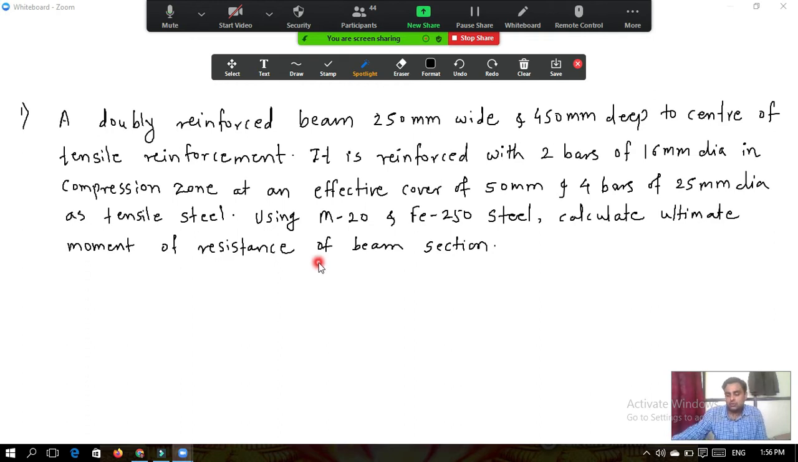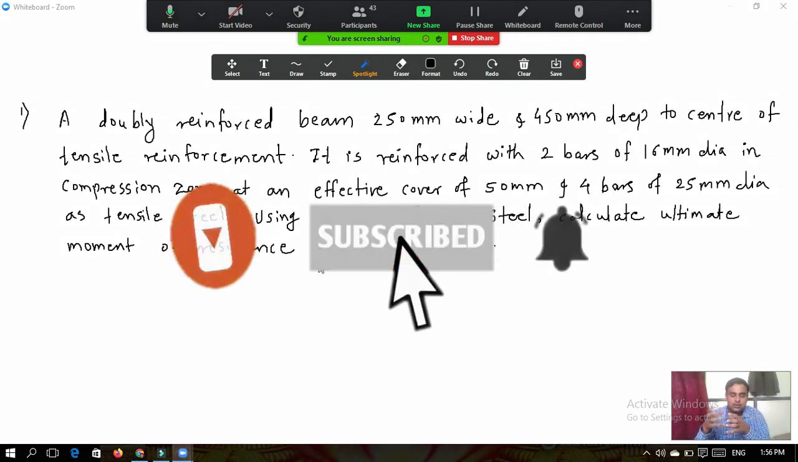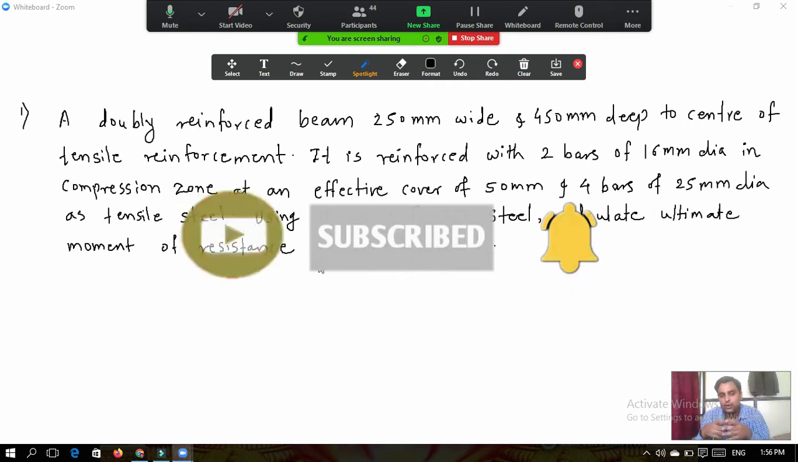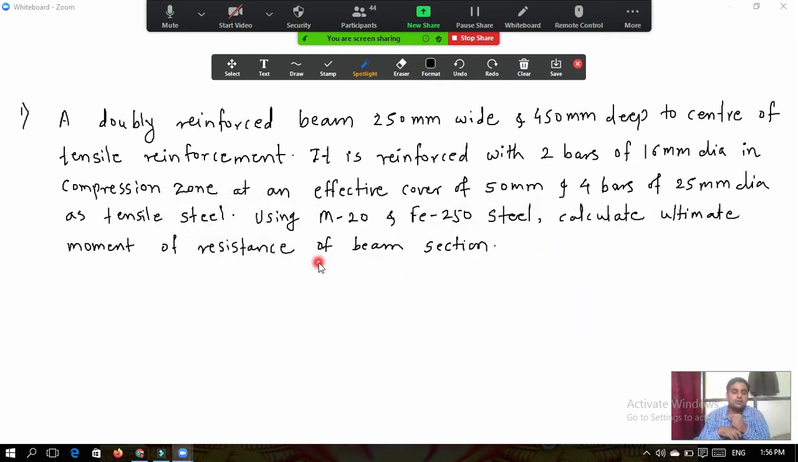To calculate that, we have to check whether our section is an under reinforced section, over reinforced section, whatever it may be. To check that, we need the values of xu and xu max. To calculate the values of xu and xu max, we need to solve for the total compressive forces and total tensile forces. We need to evaluate those values, and after finally doing all these things, we will get the answer. Now how to do it, we will see step by step.